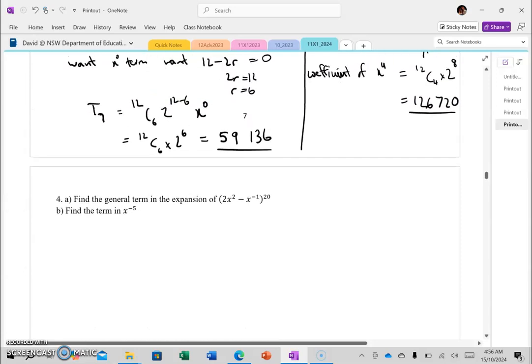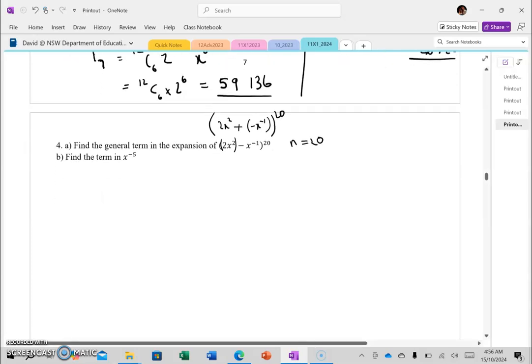Find the general term of the expansion of this. So first thing I noticed is that n is equal to 20. The x value is (2x squared), and then the y value, remember if it's a negative you put plus and then negative. So the y value is negative x to the negative 1, or just 1 on x. I'll leave it like this.